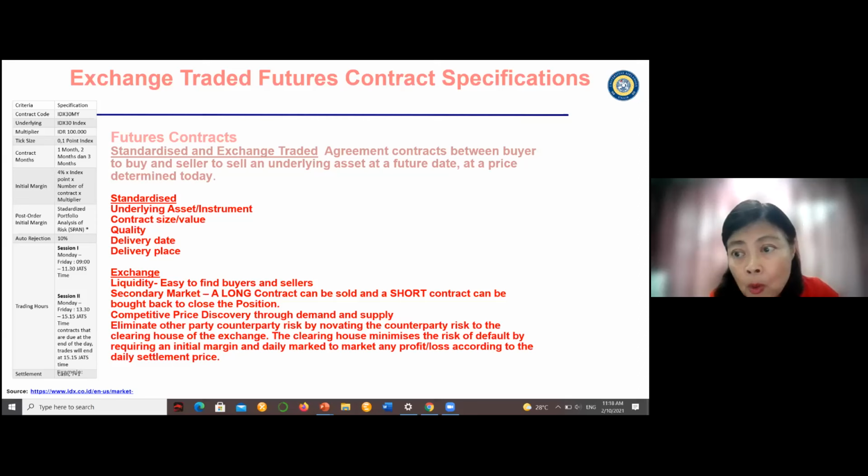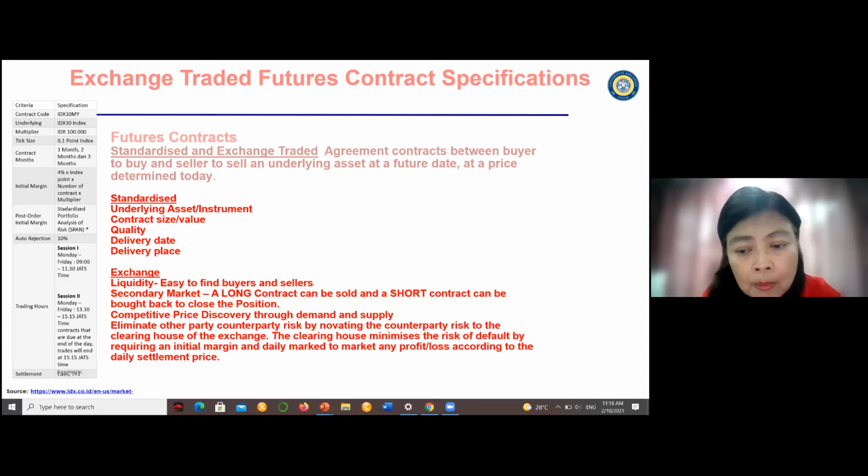In exchange traded contracts, everything is cleared by the clearing house. The clearing house is attached to the exchange and takes on the counterparty risk, which means that even if the other party does not deliver, the clearing house would find delivery for you. That's what it means. The clearing house will minimize the risk of default. We don't have much default.